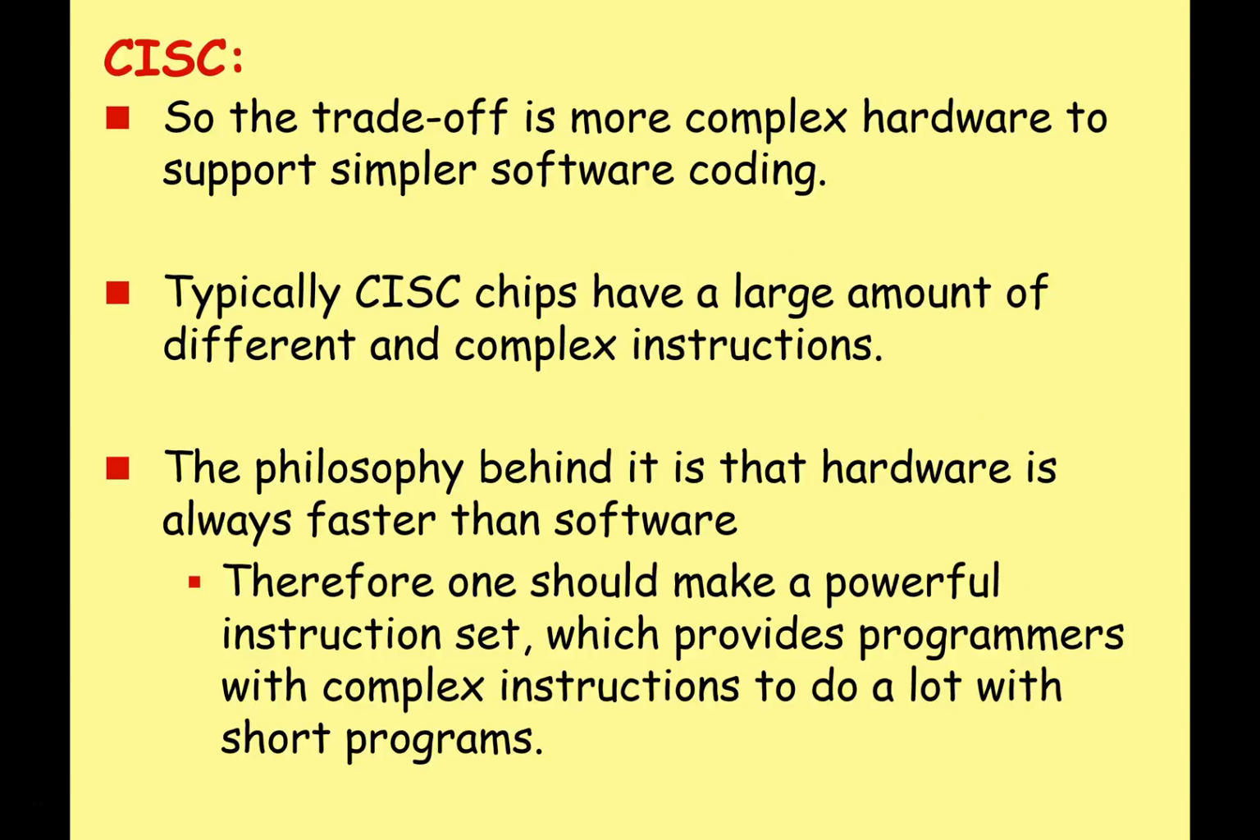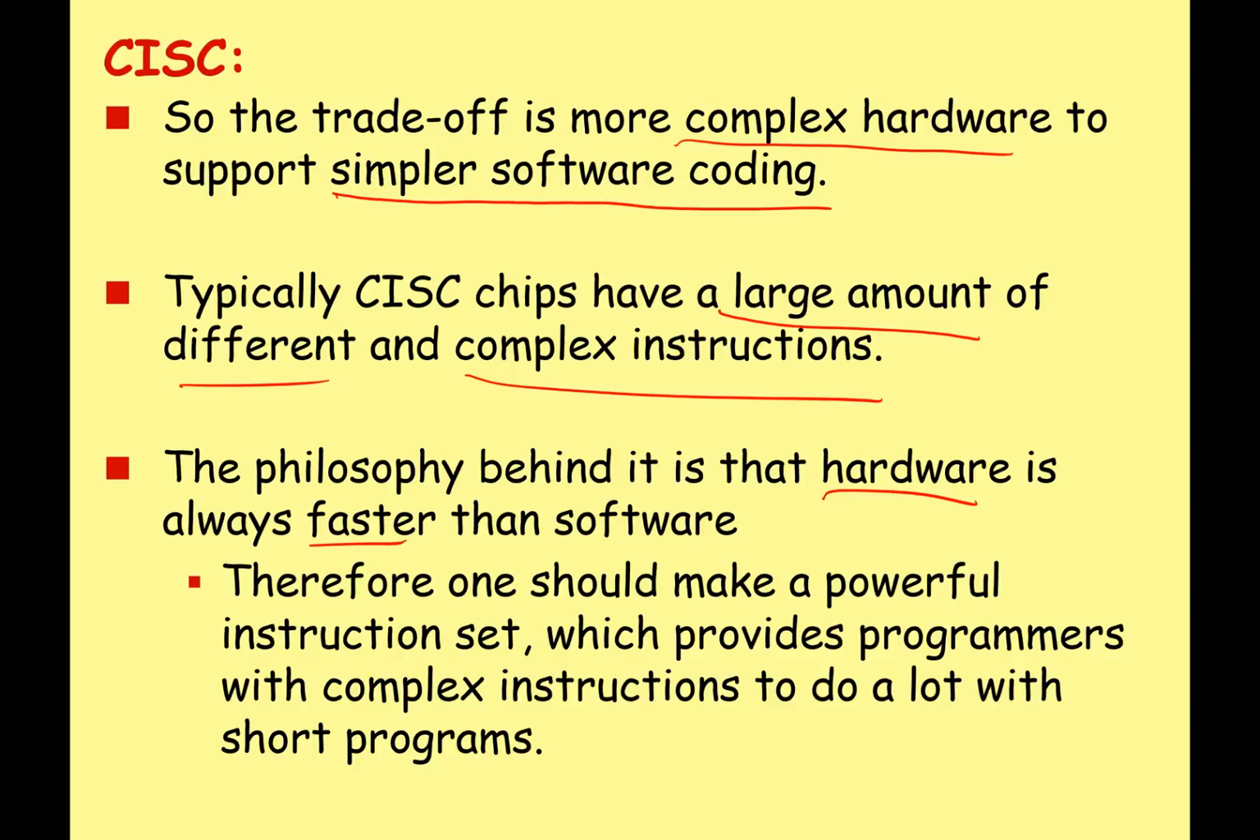So the trade-off with CISC is between more complex hardware so that you can support simpler software coding. So with a CISC chip, you have a more complicated processor, more transistors, but that means you have simpler software. When you compile your high-level code and get it in machine code, it's easier for the compiler because there are more instructions for more complicated tasks available. So typically, CISC chips have large amounts of different and complex instructions available. The philosophy behind this is that the hardware is always faster than the software. Therefore, we should have a powerful instruction set which provides programmers with complex instructions to do a lot in a very short program.